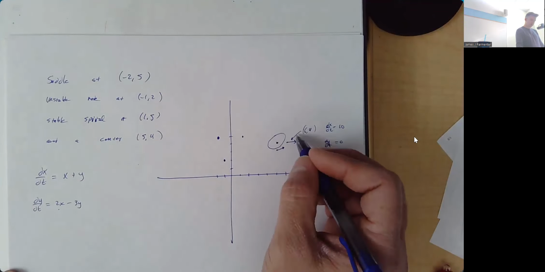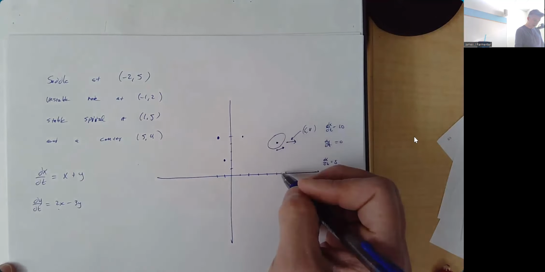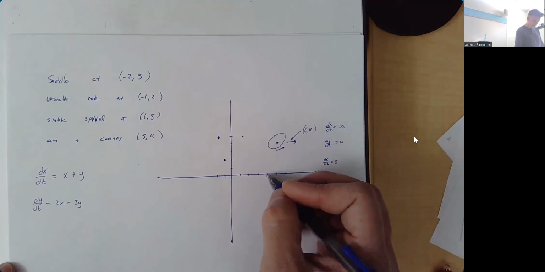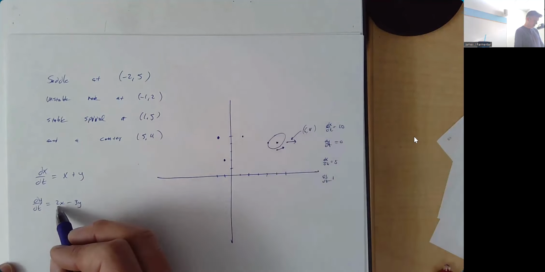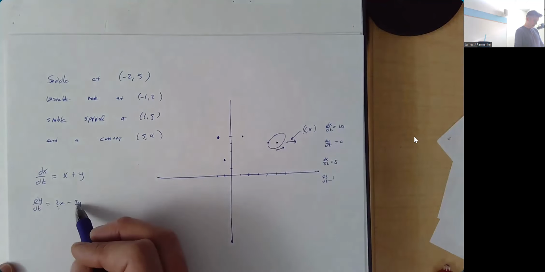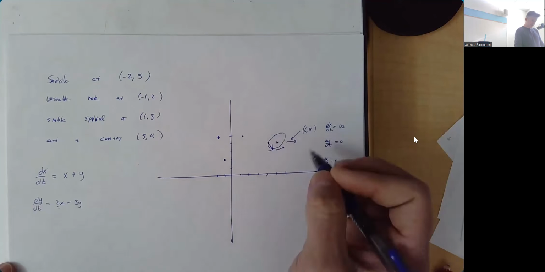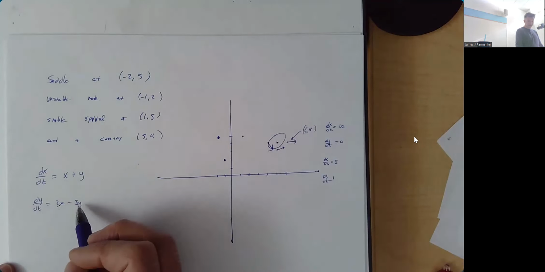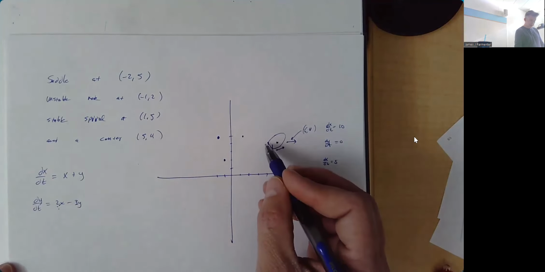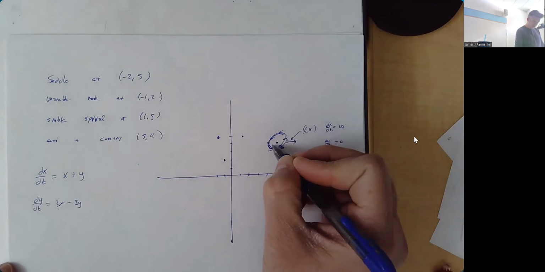So the idea here is to pick a few points, and let's pick one more, maybe 4, 6, which is also going to be 10, but now it's going to be negative, so it's going to be that way, right? Because dx/dt is going to be 10 and dy/dt is going to be negative 10. So it looks to me like we're going that way. It looks like we're going counterclockwise.